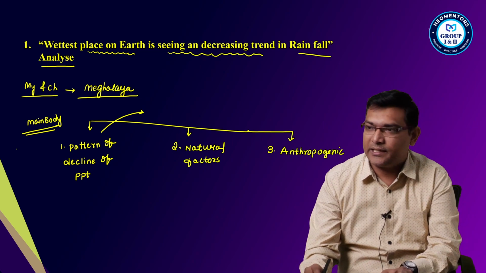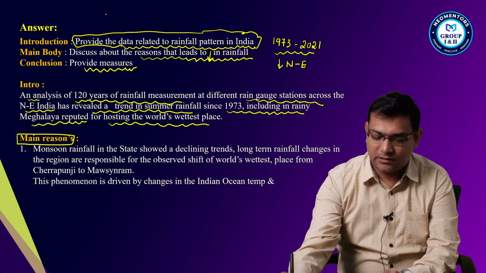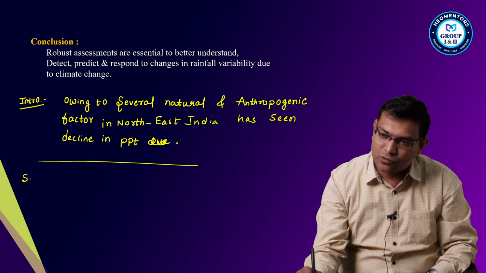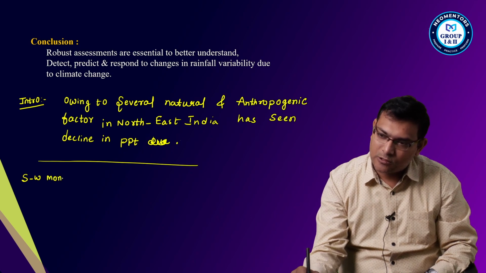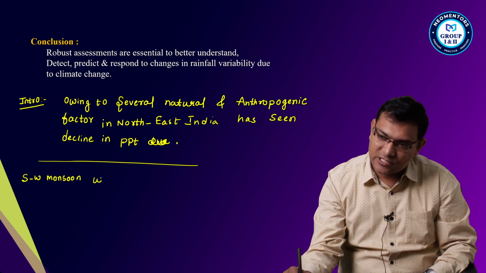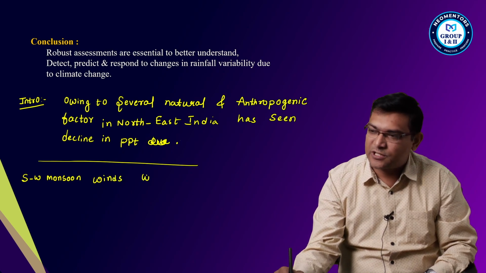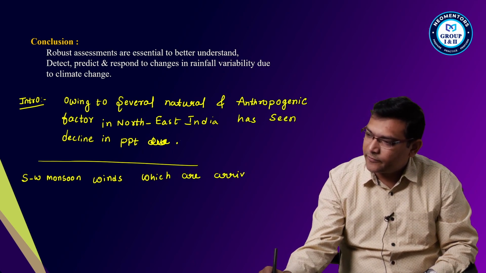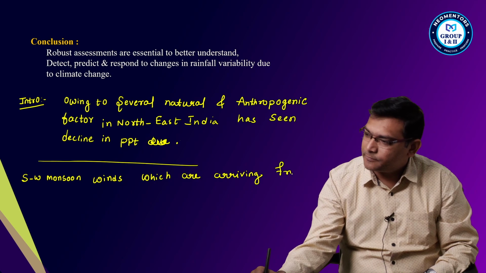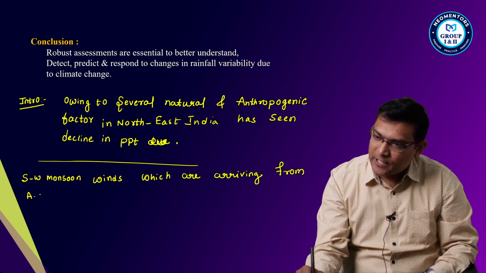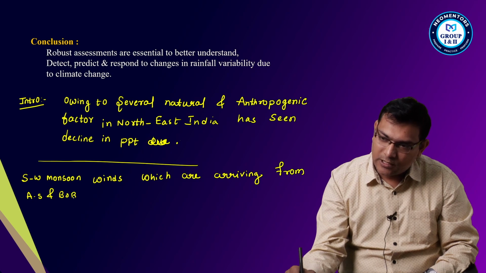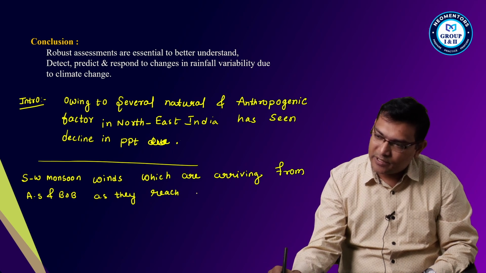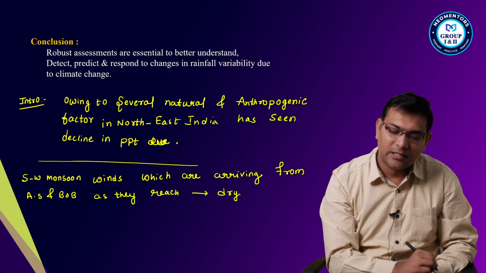So I can write here the southwest monsoon winds, which are arriving from the Arabian Sea and Bay of Bengal, become drier as they reach.